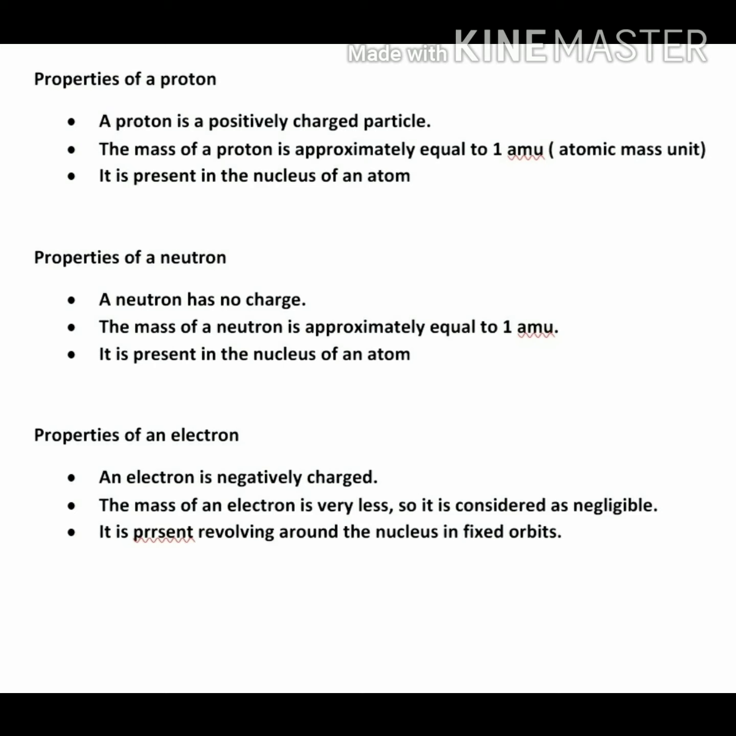Electrons are negatively charged particles and they are present outside the nucleus, revolving around the nucleus in fixed orbits. Their mass is so less that it is considered to be negligible. It's very easy to remember the charges: P for proton, P for positive, N for neutron, N for neutral, that means without any charge. And of course, the last one is electron, so it will be negatively charged.